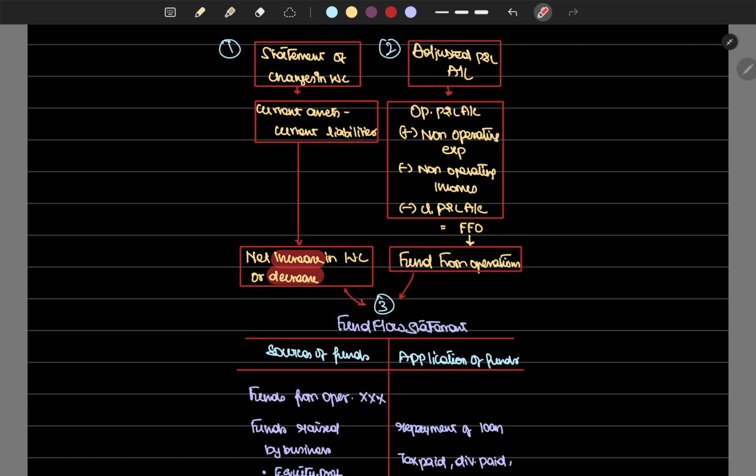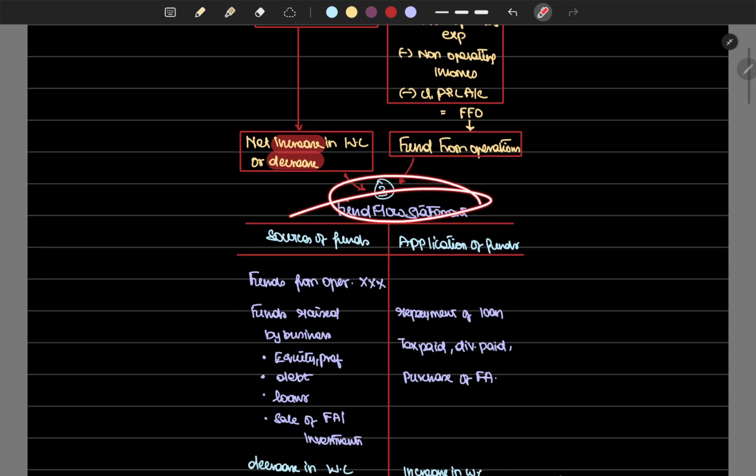Those expenses only I need to keep, other than expenses like a loss on sale of machinery. That is a non-operating expense. Why do I need to do this? To find out the fund flow from operations, add back those profits and expenses. So finally we get the output of fund flow from operations. Net increase or decrease in working capital we found, and fund flow from operations we found. Directly we can go to the fund flow statement.